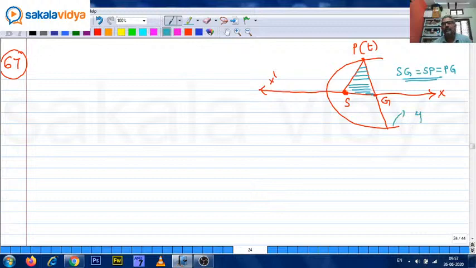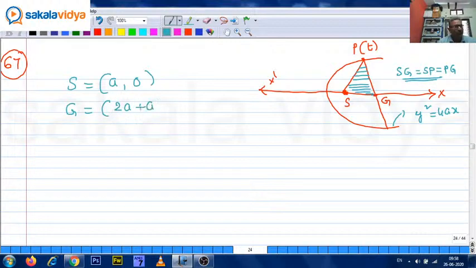This is y square equals 4ax. So now directly we can write focus S is equal to (a, 0). In the previous case, G coordinates you got like this, (2a plus at square, 0). Next, P coordinates are (at square, 2at).